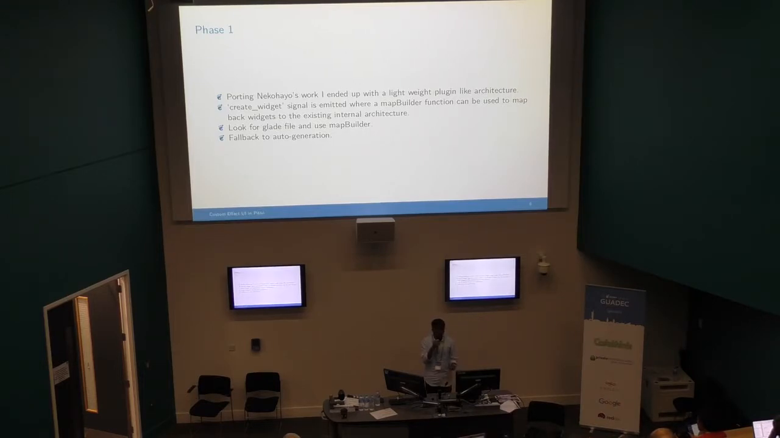The current solution is to emit a signal called create widget, which plugins or any other callback can connect to. When this is emitted, you can connect a callback and return your widget, which will be internally mapped using a map builder function. The second option is to have a Glade UI file with the proper names, and just having that will also work. The map builder again will map it back to the internal architecture that PTV has, and it'll make sure that the UI works. Otherwise, you can always fall back to the basic UI.